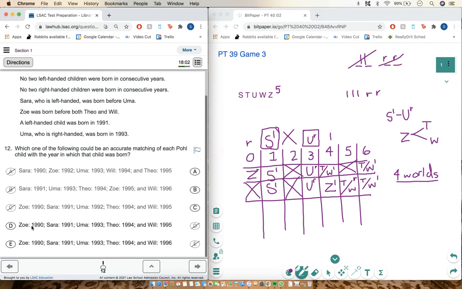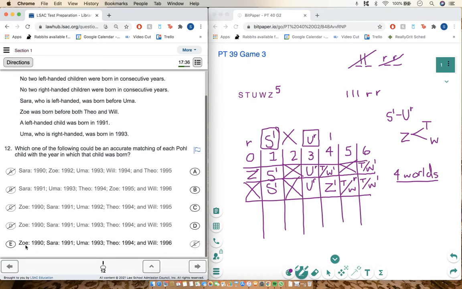Next combination, Zoe is at 1990, so we're looking at the first combination here. Sarah's at 1991, that's fine. Uma's at 1993, that's fine. Theo's at 1994, that's fine. Will is at 1995. That doesn't work, right? Because we know that we can't have anything in 1995 because T and W would both have to be left-handed, and they can't go next to one another. So D is out, which means our answer must be E.